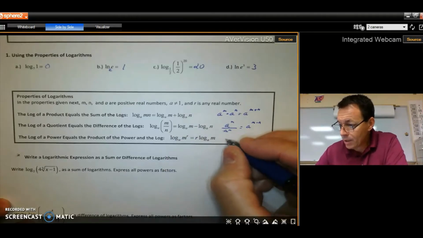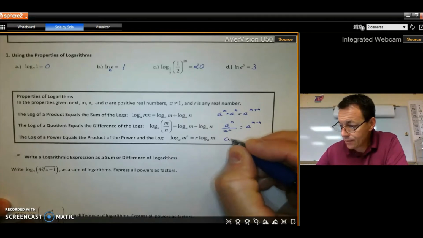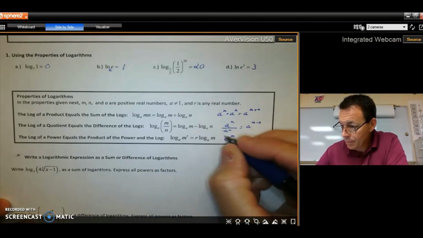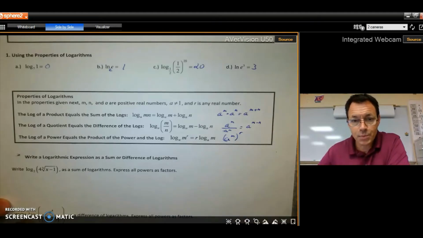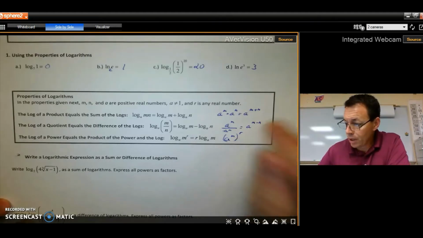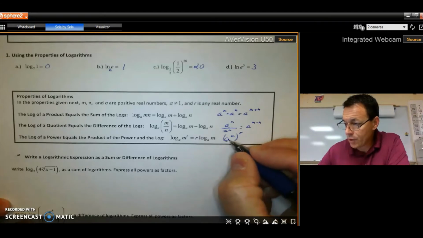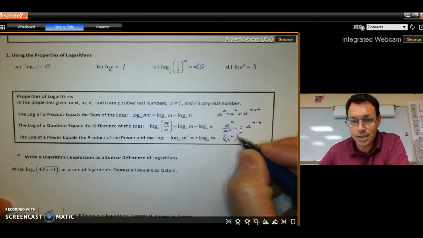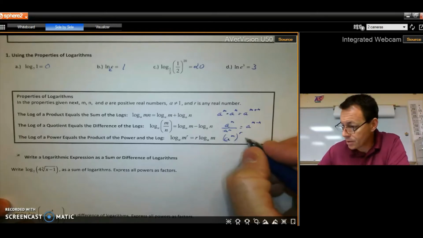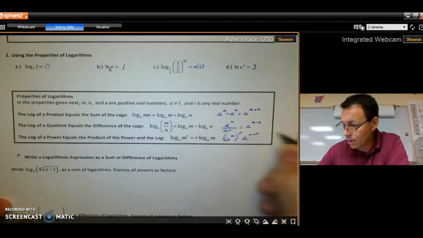Well, why? Because if you take a power to a power, that's the exponent rule, you multiply the two exponents, right? If you have a to the second and then that's to the fifth, you'll end up with a to the 10th. You multiply the two exponents. So a to the m times r.